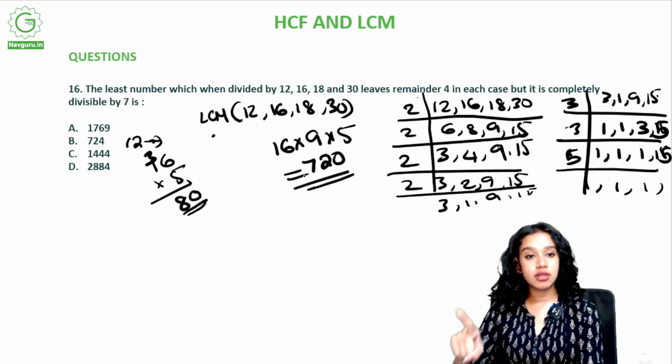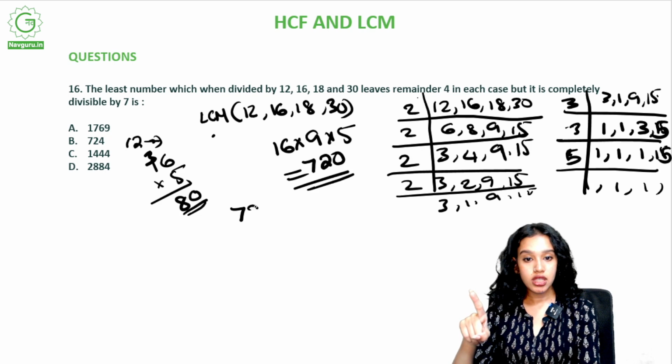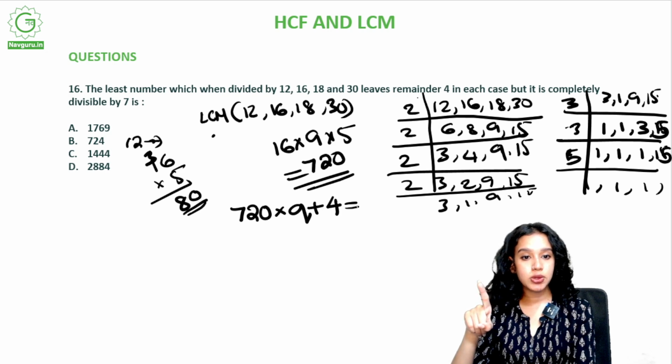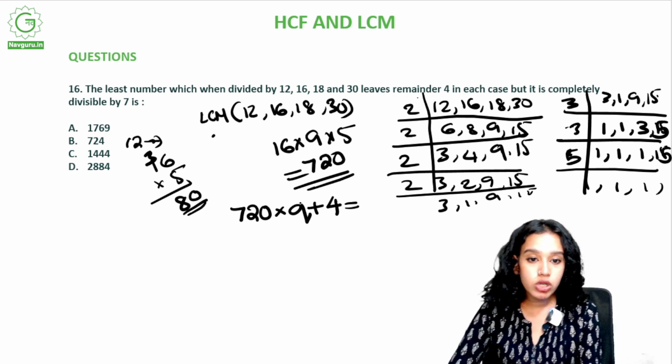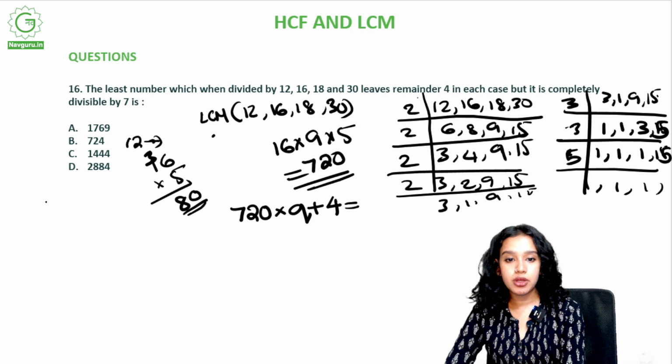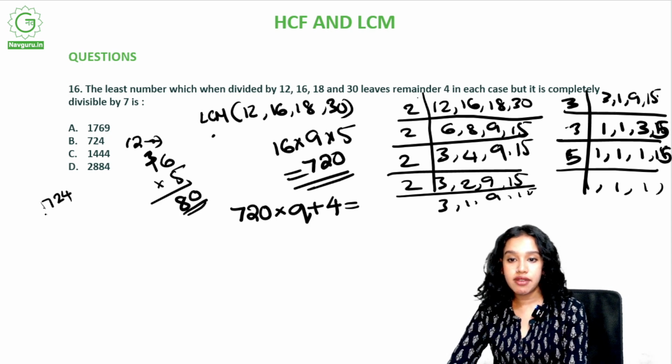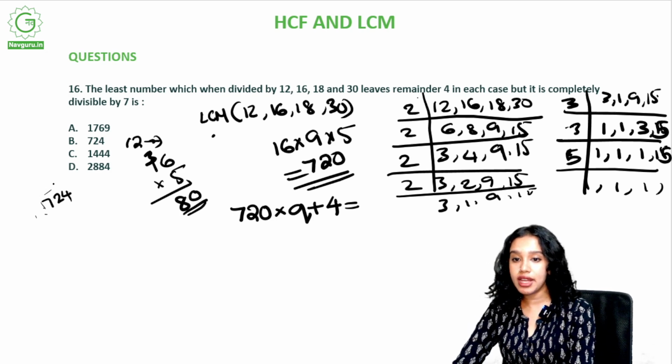So this LCM is multiplied by a number, let's say Q, and the remainder 4 is added, so that the result is divisible by 7. So what if we take 1 to be this number? We'll get 724. Is 724 divisible by 7? 7 ones is 7, 7 0, and no, it's not.